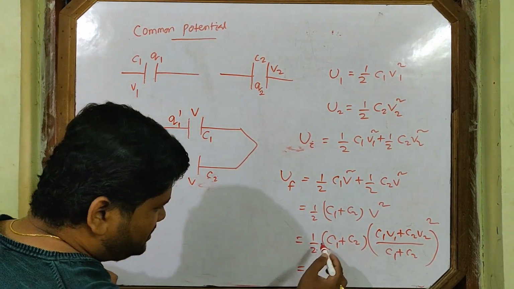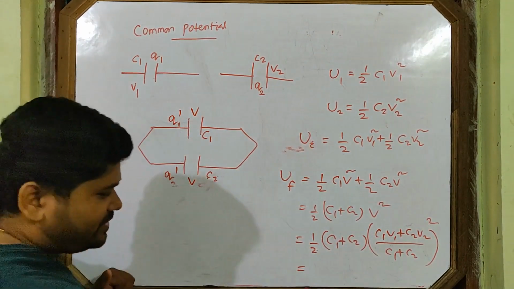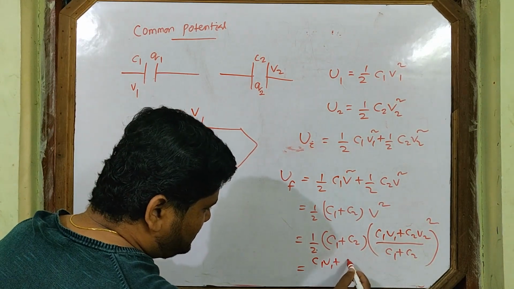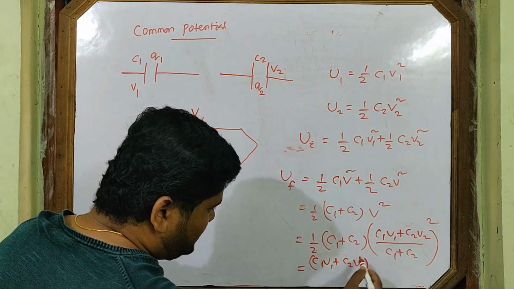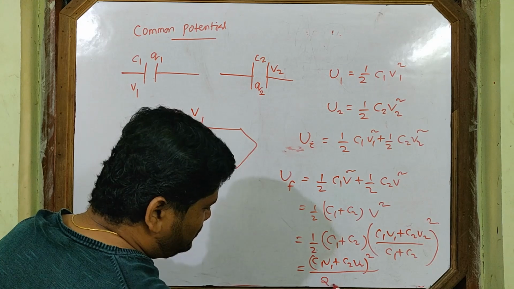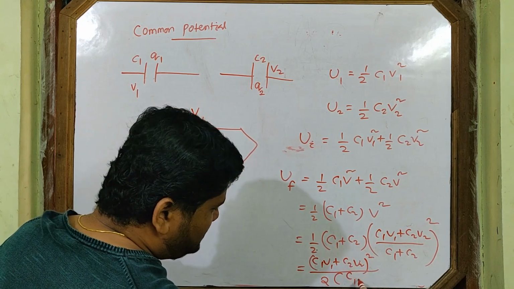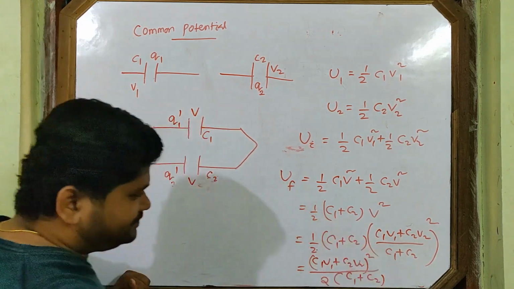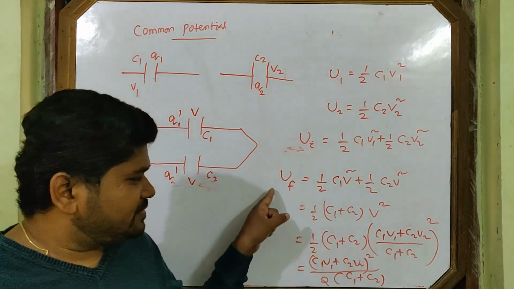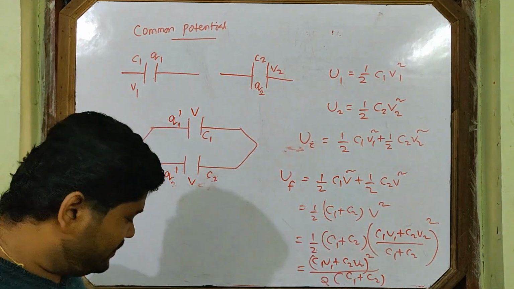This final potential you can solve it more. C1, C2, 1, C1, C2 cancel. So (C1 V1 + C2 V2) whole square divided by 2 whole into (C1 + C2). This is the final potential energy formula.